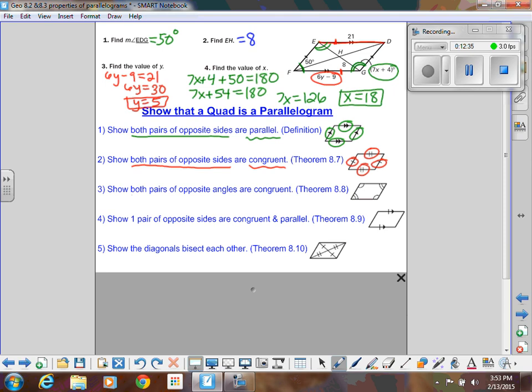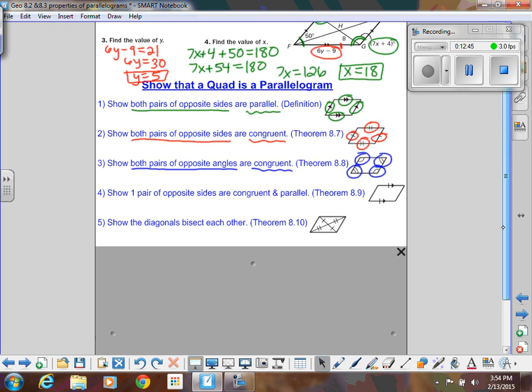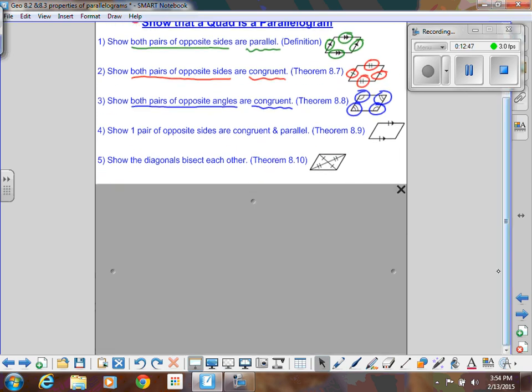We could also say both pairs of opposite angles are congruent. Notice that I don't have to talk about sides at all. And then we also have, this is a weird one. Notice up to here, we've had 2 pairs of opposite either sides or angles, either congruent or parallel.